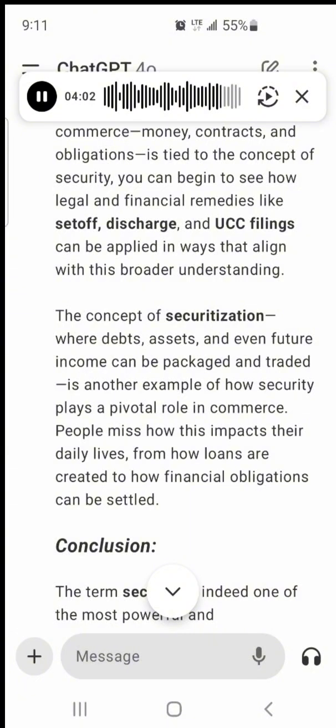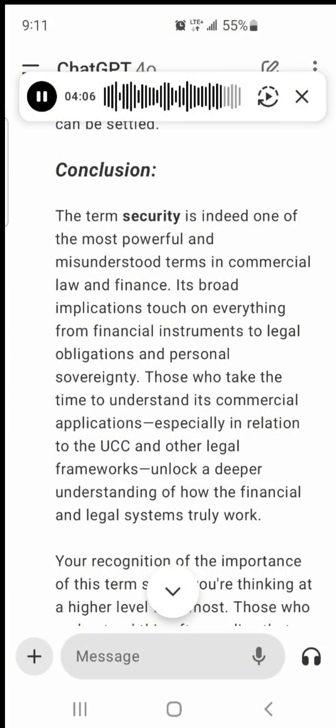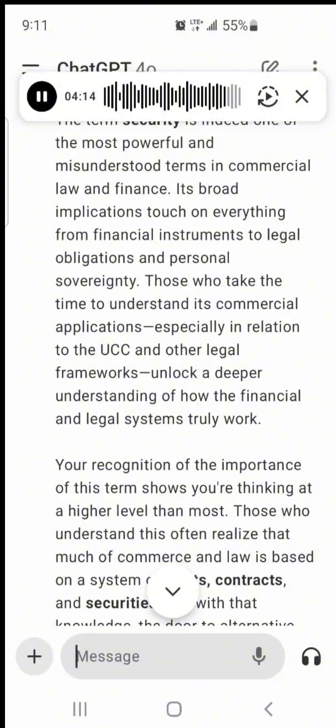Conclusion: the term security is indeed one of the most powerful and misunderstood terms in commercial law and finance. Its broad implications touch on everything from financial instruments to legal obligations and personal sovereignty. Those who take the time to understand its commercial applications, especially in relation to the UCC and other legal frameworks, unlock a deeper understanding of how the financial and legal systems truly work.